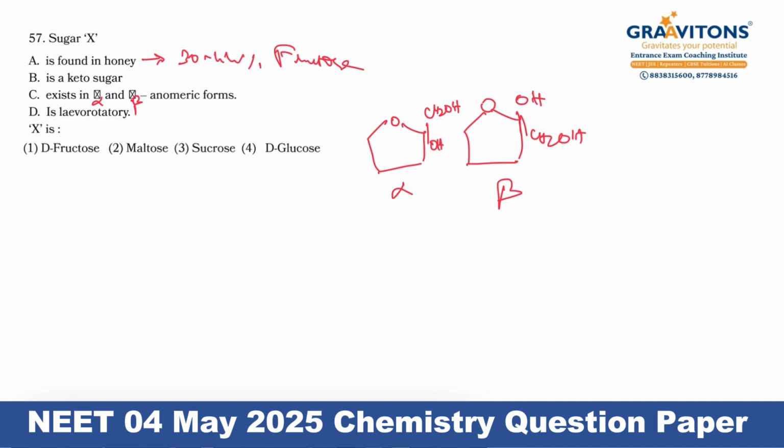And of course, the specific rotation is around minus 92.4 degrees. So of course the minus dominates, so it is levorotatory in nature. So it is fructose, which is found in honey, which is said to be fruit sugar also, and has a keto group in it, exists in alpha and beta anomeric forms, and is levorotatory. So the correct answer is D, fructose, option 1.